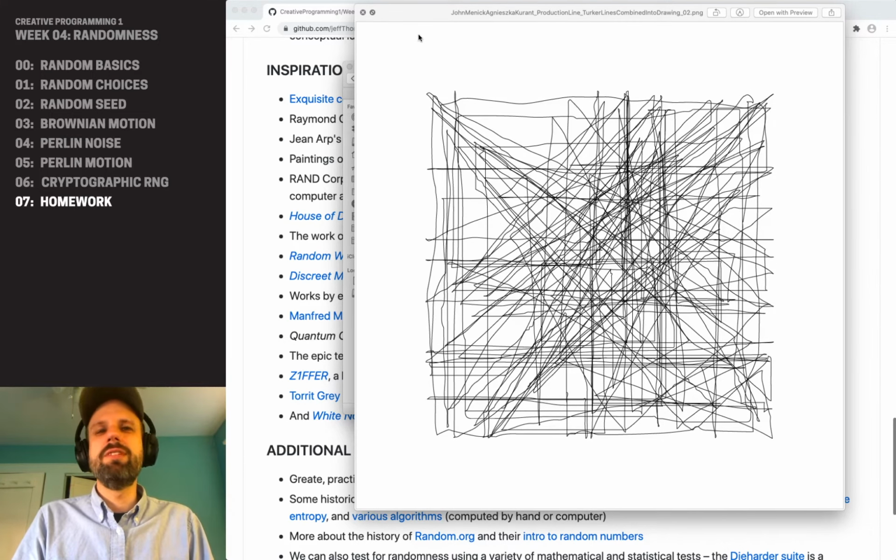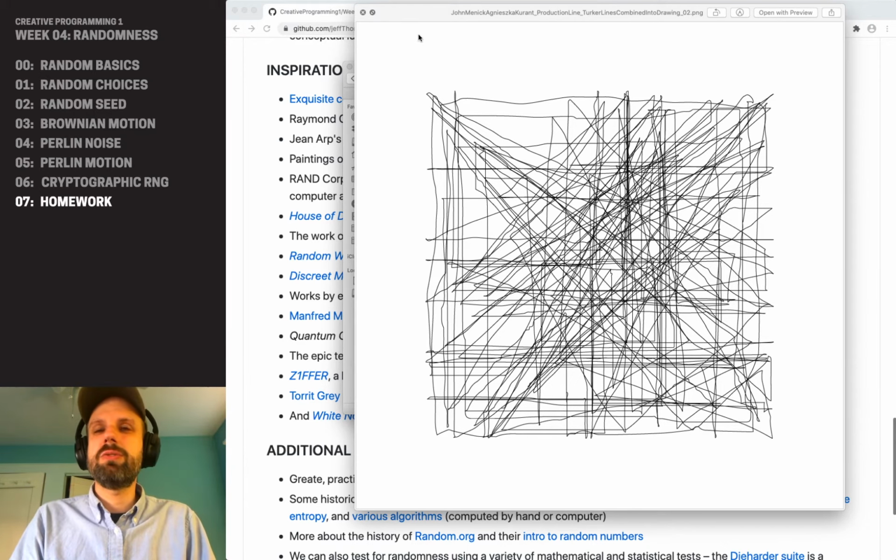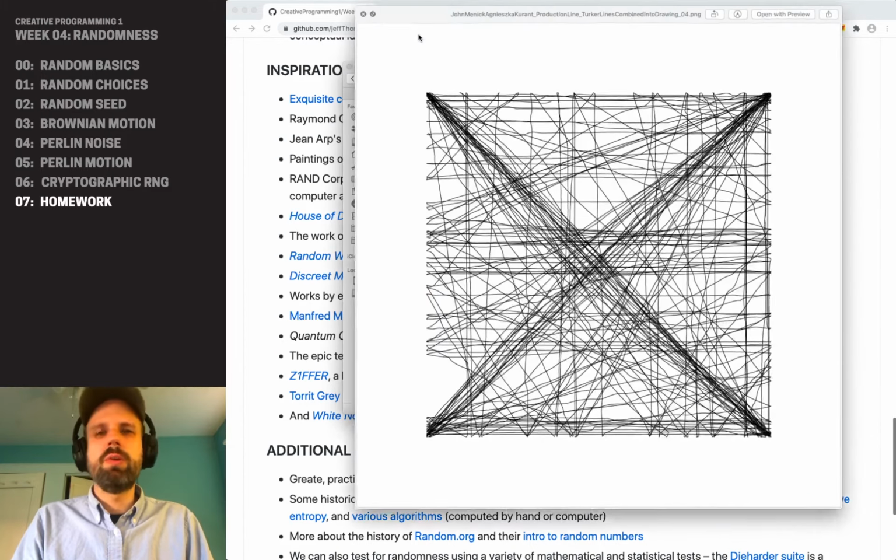And I love that, some of them are horizontal or vertical, some are diagonal, some are not straight, some are very straight. It's pretty cool. Oh, here's one more.